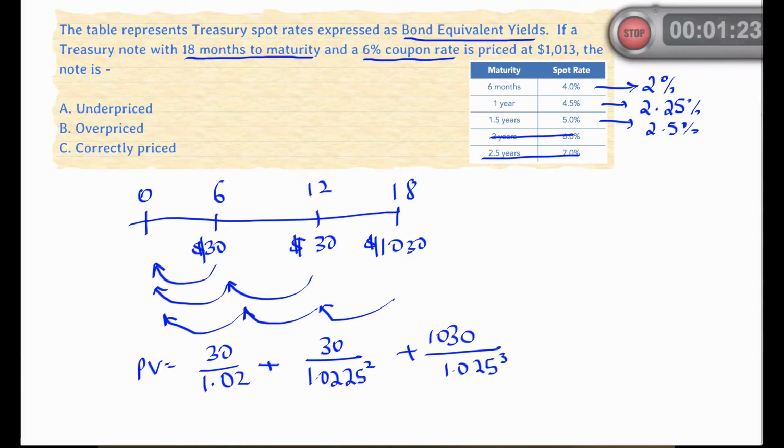Obviously, if that present value number is lower than the market price, then the bond is overpriced in the market. If that present value number is equal to the market price, then the bond is fairly priced in the market. And if the present value number is higher than the market price, then the bond is underpriced in the market. We get the final answer of $1014.56. And because the present value is more than the market price of $1013, the bond is being underpriced in the market. So the correct answer is A.